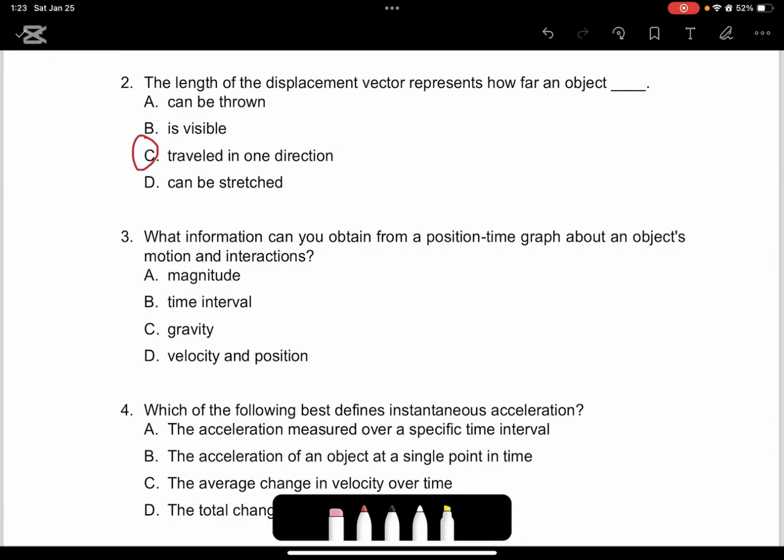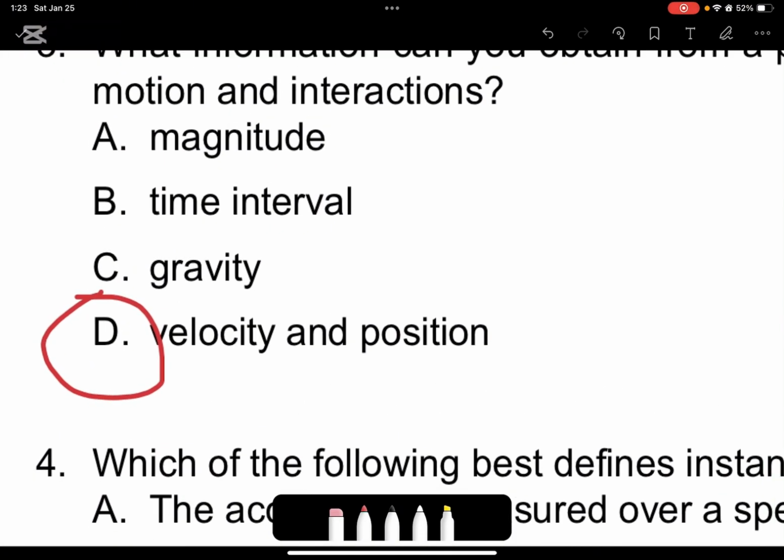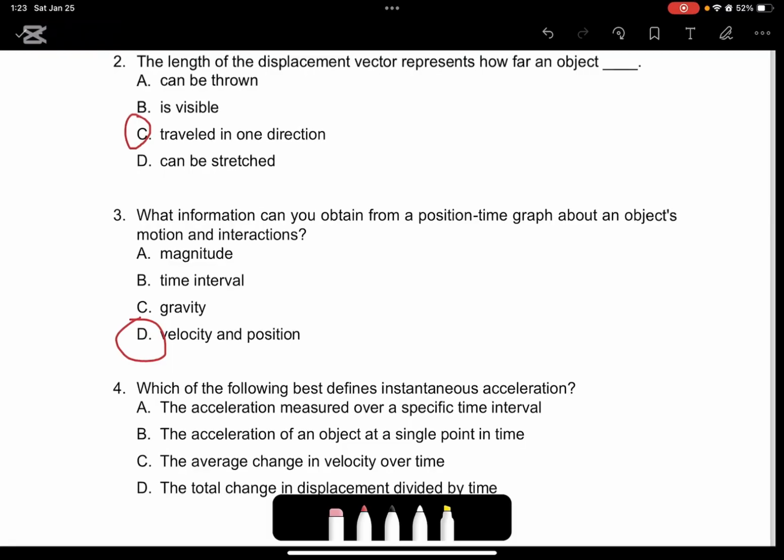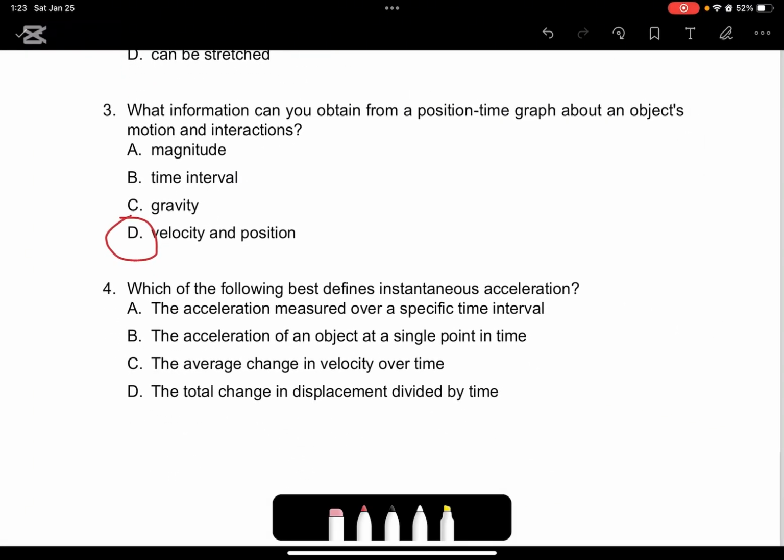So let's go back to the question. What information can you obtain from a position time graph about an object's motion and interactions? Of course, you're not gonna find the magnitude. And of course you're not gonna find the time interval, that's another type of graph. Gravity is just stupid. So the closest answer is D, because you're gonna find how it's moving. You're gonna find its positions easily because it's gonna distribute the pictures. Yeah, let's go to question 4.